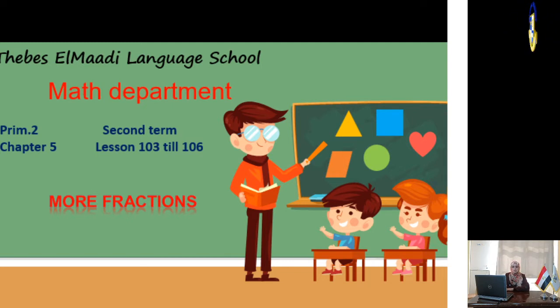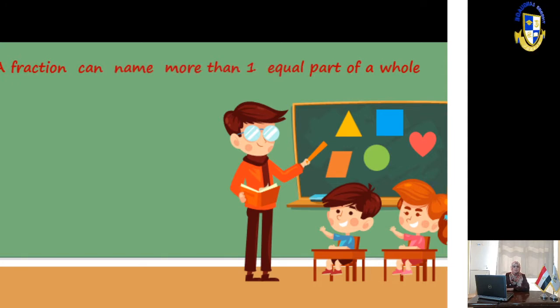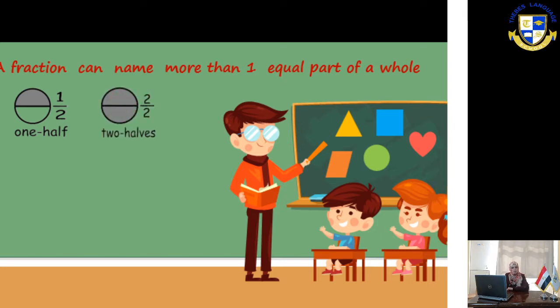Let's start. A fraction can name more than one equal part of a whole. What is the meaning of this? You see this circle is divided into two equal parts. The two parts are called 1/2 or halves. One half and another one half. Two halves, 2/2.